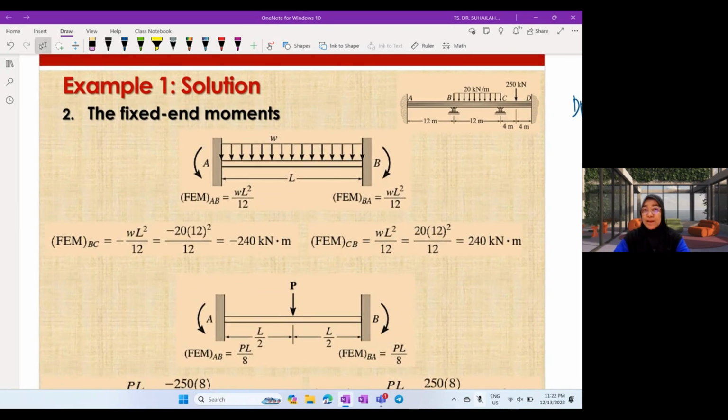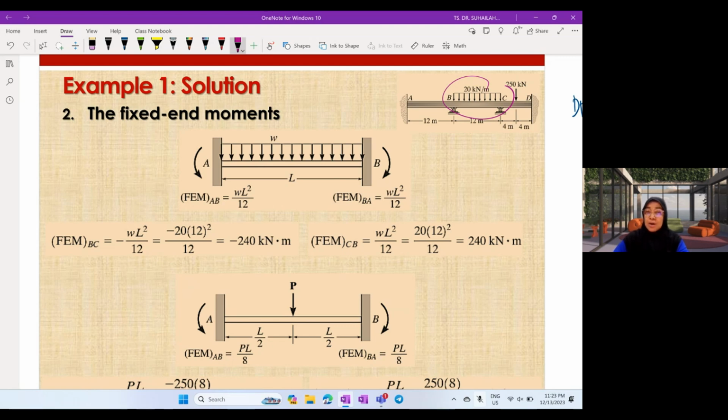Okay, there's no value for FEM AB because AB has no loading. So you look at the diagram. The diagram is based on the given formula in the appendix, so actually it refers to this BC. This is the formula. All formulas refer to A and B only, doesn't matter.